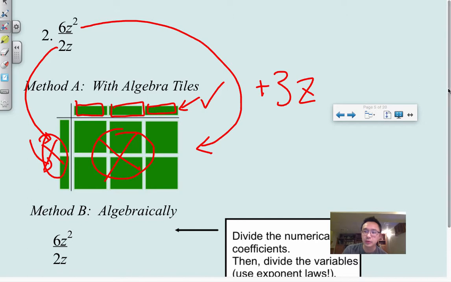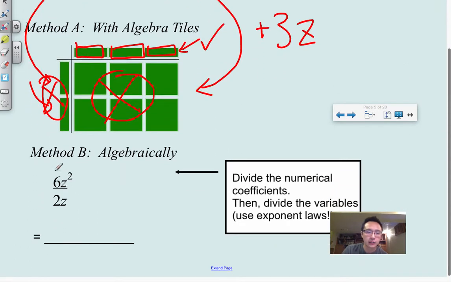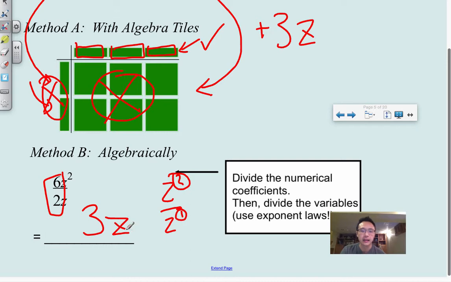Look at this method too, algebraically. Look at the coefficient. 6 divided by 2 is 3. Z squared divided by z. This is just like your exponent law. Subtract your exponents. 2 subtract 1 is 1, so 3z. That's your answer. So you can see that this probably is a lot easier than this because you have to sort of flip-flop the shapes.